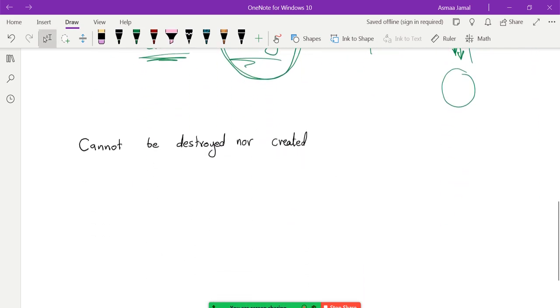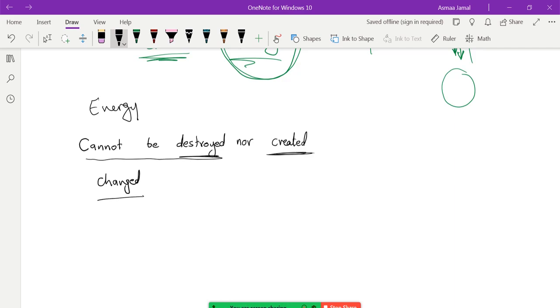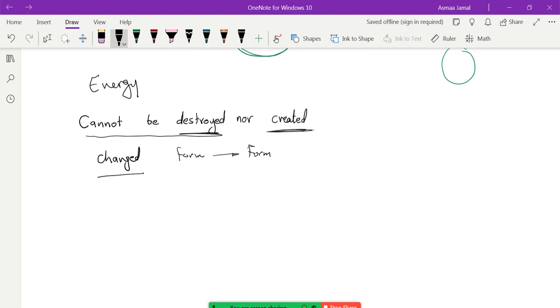And in energy, we have a law that says energy cannot be destroyed nor created. So how can we take energy? We can change it from one shape to another shape, or change it from one form to another form. What about the light? Can we destroy it or create it? Since light is a type of energy, we cannot destroy it or create it, but we can change it from one form to another form.